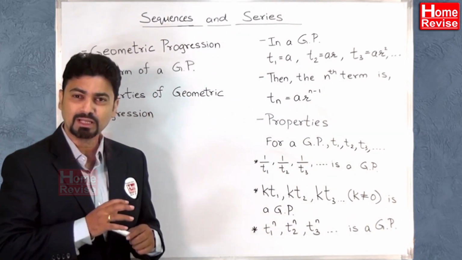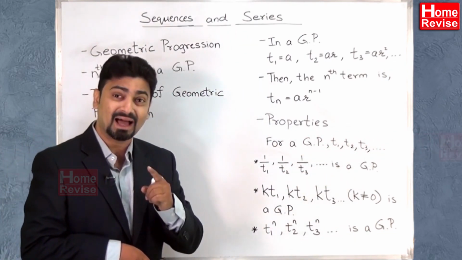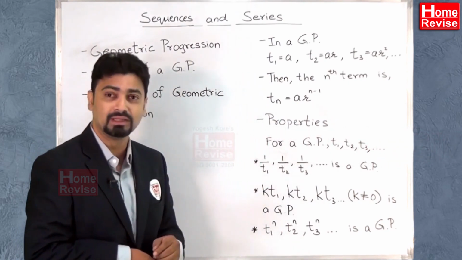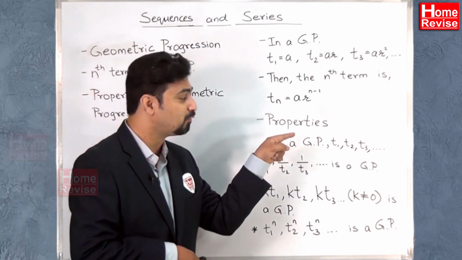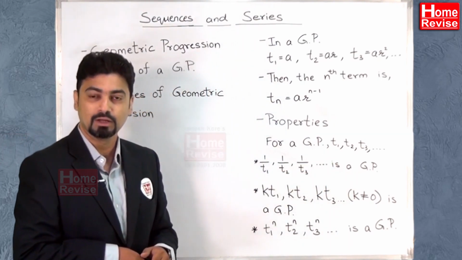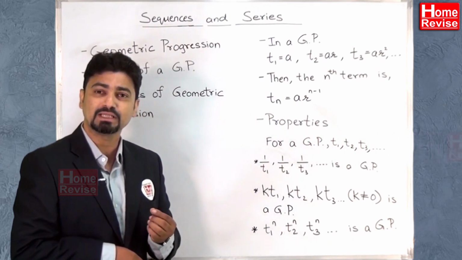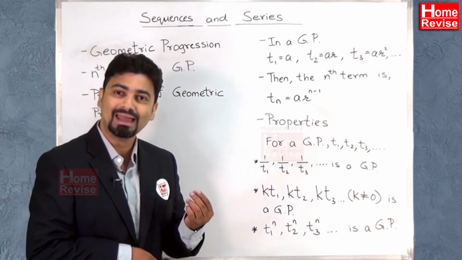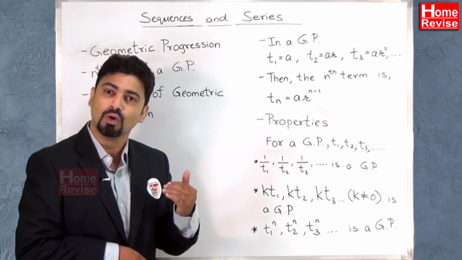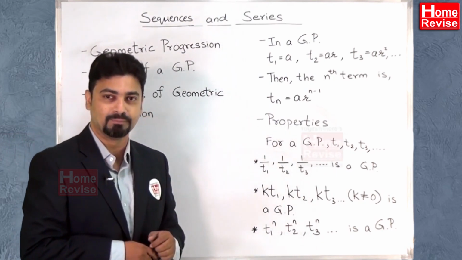So, if for a given geometric progression, T1, T2, T3 and so on are the terms, then I can say that 1 upon T1, 1 upon T2, 1 upon T3, that is the reciprocals of the terms of the GP, are themselves also a GP. Correct? So, for example, if I have a few numbers in GP, let us say 2, 4, 8, 16, then I can also say that 1 upon 2, 1 upon 4, 1 upon 8 and so on will also be in GP.